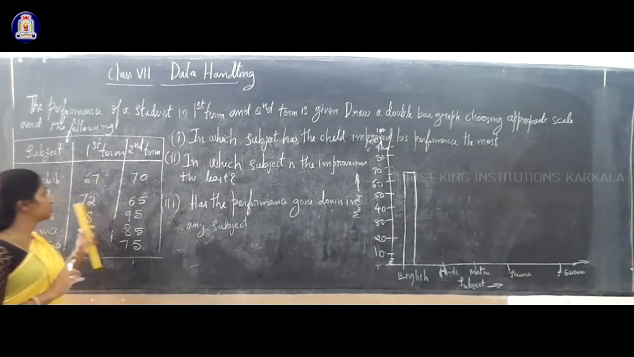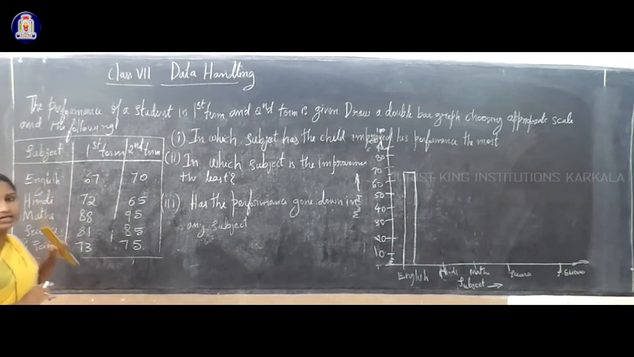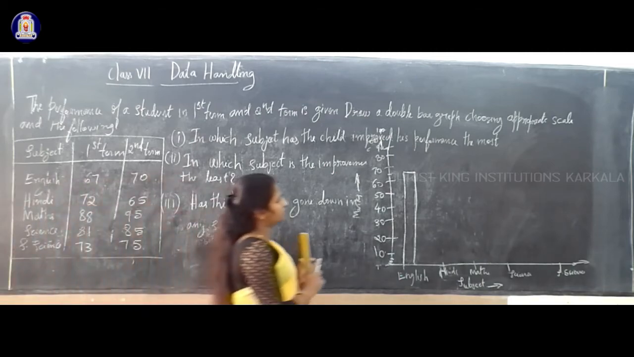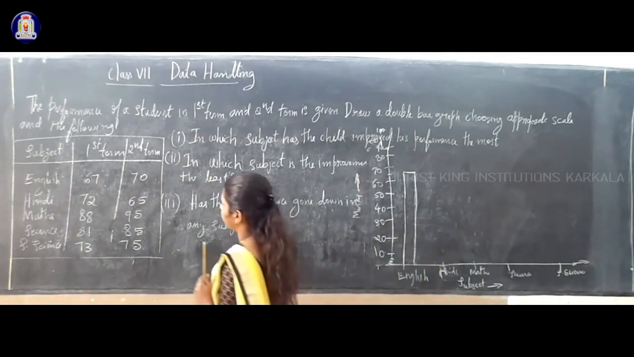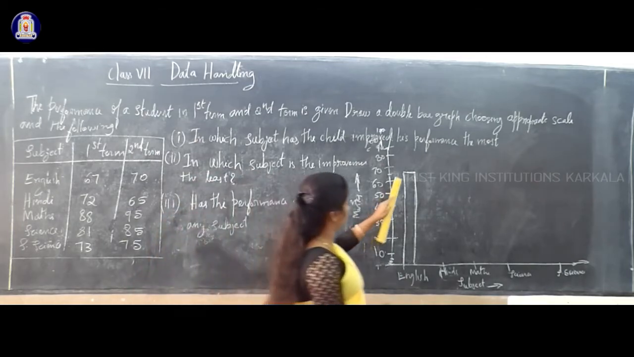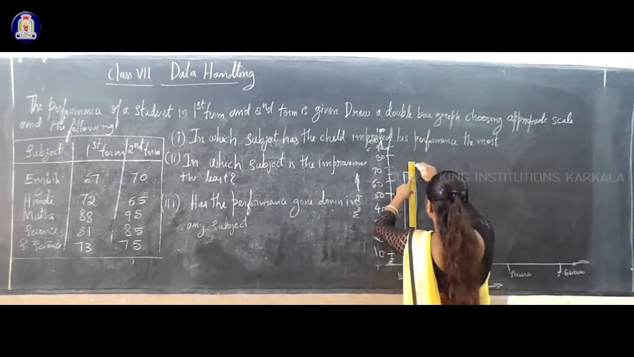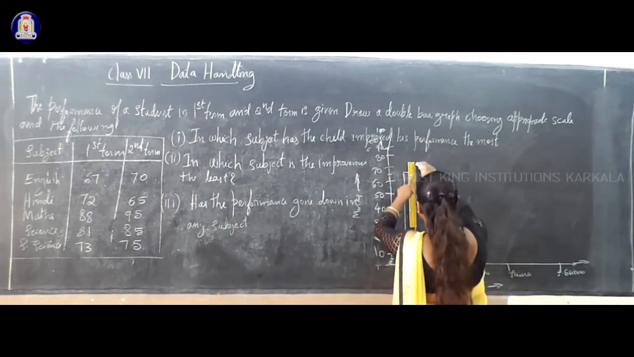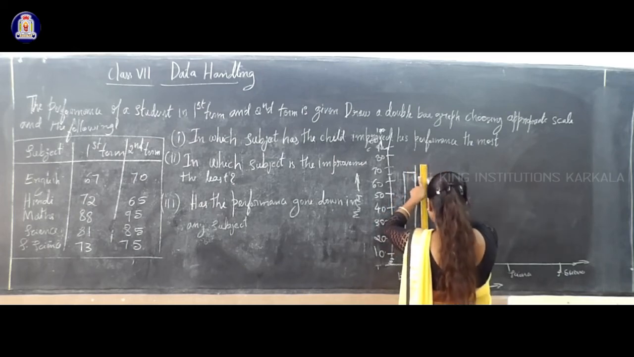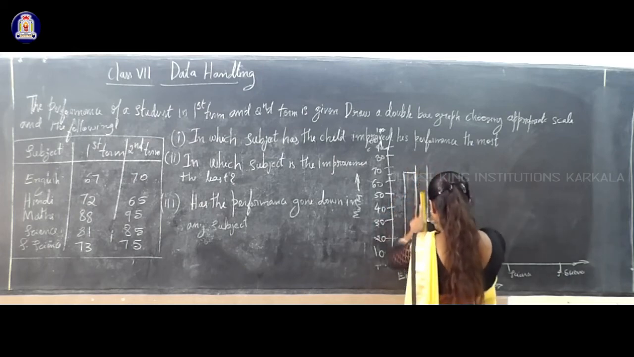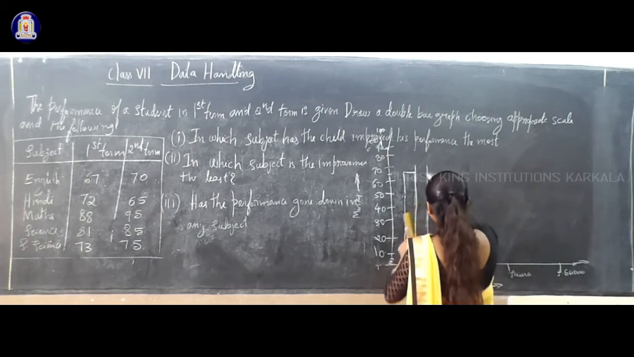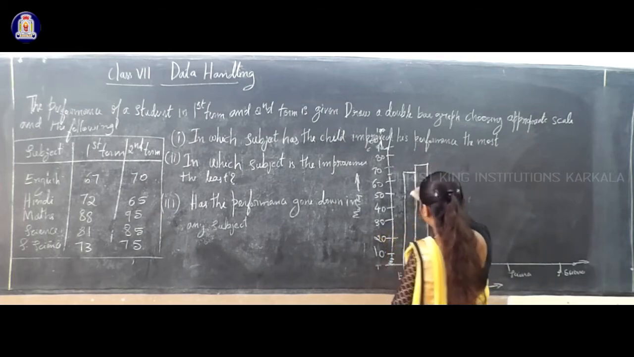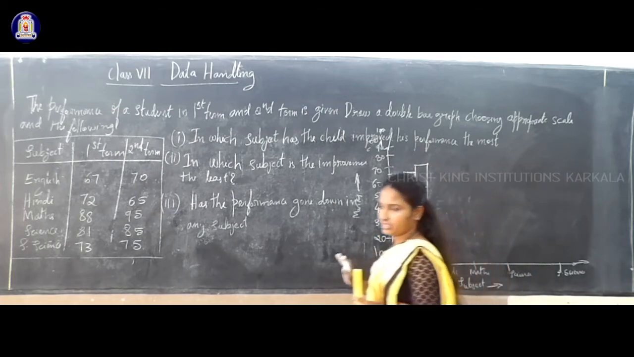Now next you have to say the second term marks in English. Second term marks in English is 70. So 3 marks extra is scored in the second term. So this is 70. So now you have to draw a straight line. 70. The first term and second term in English are over.